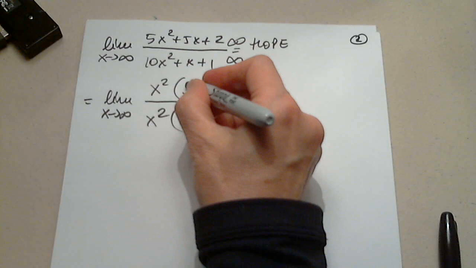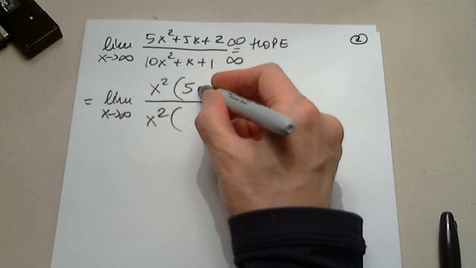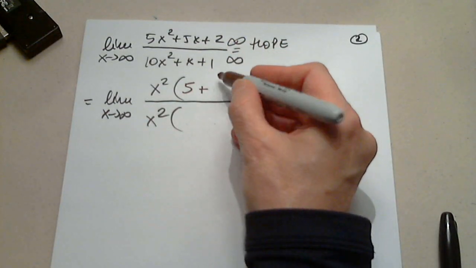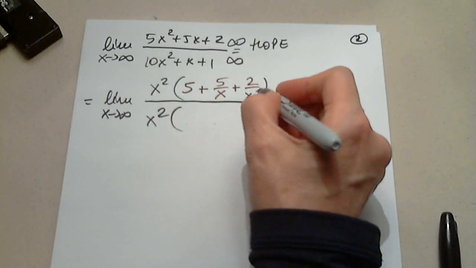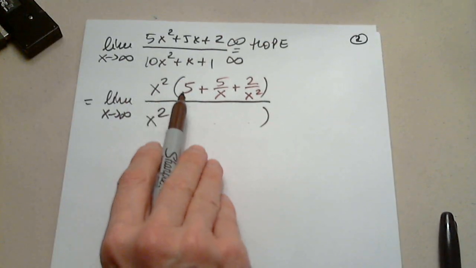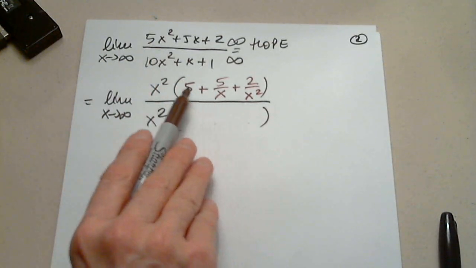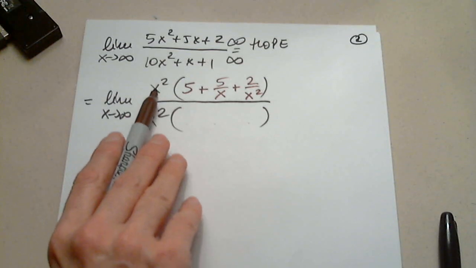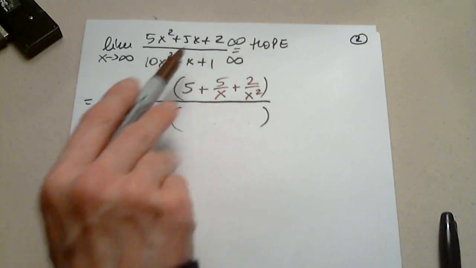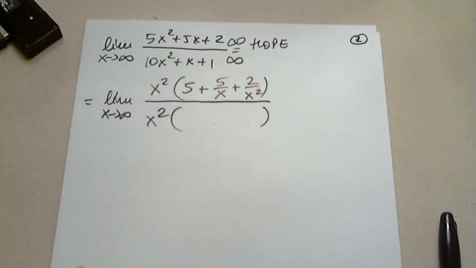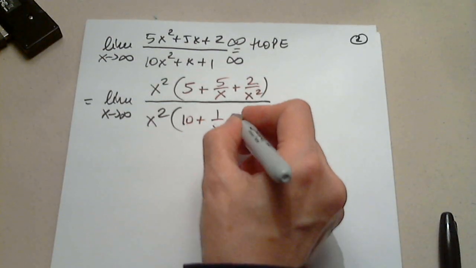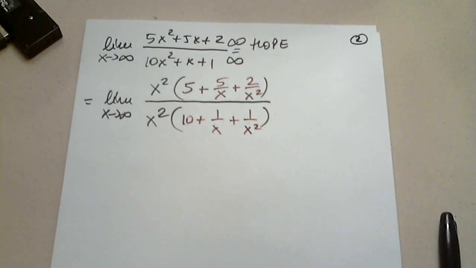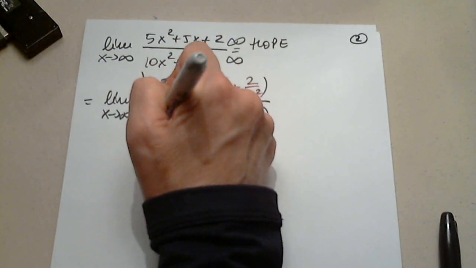Put a top. 5 over x. Good. Excellent. Plus 2 over x squared. Excellent. Let's take a moment and check. This times this? Yes. This times this, you simplify an x, you get 5x. Here, you simplify the x squared and you get 2. Perfect. What about the denominator? 10 plus 1 over x plus 1 over x squared. That's it. Of course, that's what I'm going to do.